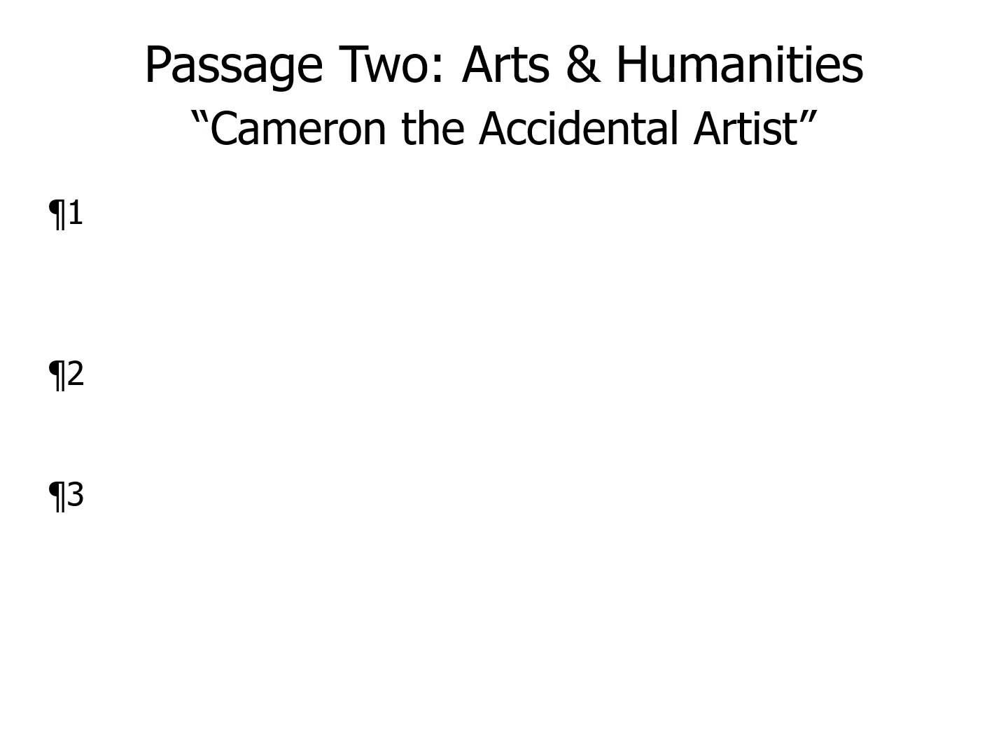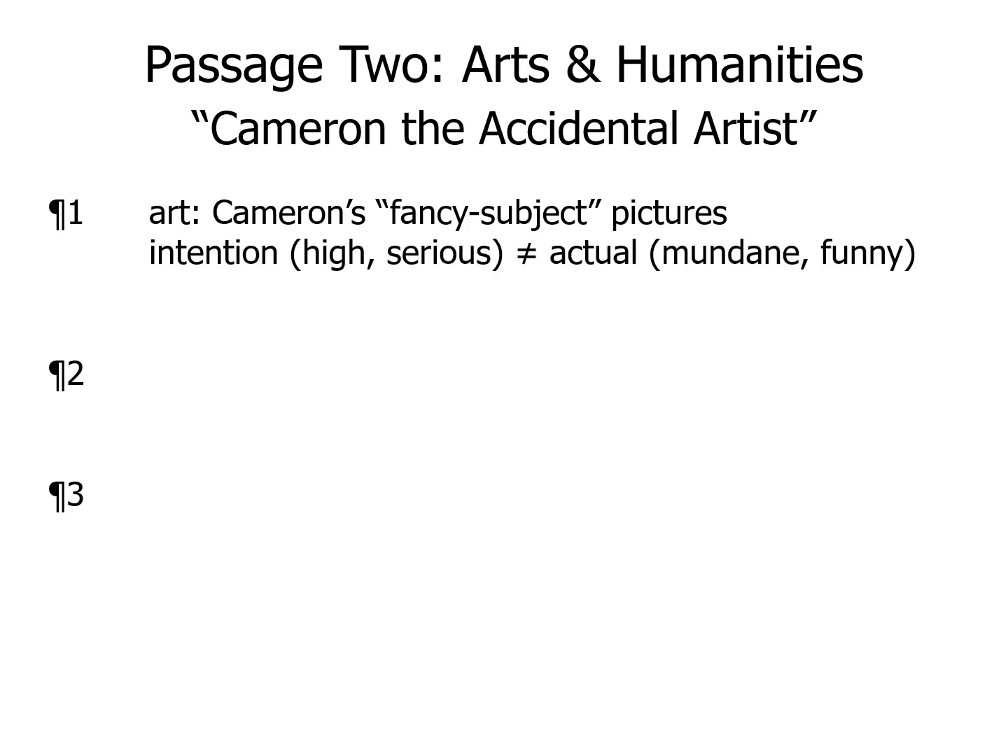Discussions of artists and their work are pretty common in the Arts and Humanities section, and the first paragraph here does what we might expect. It introduces us to Cameron and her fancy subject pictures, and then it tells us that there's a big division between what she intended with her pictures and what she actually produced. She intended to create these high-minded, serious works of art, but what she actually created were things that were really mundane and kind of funny.